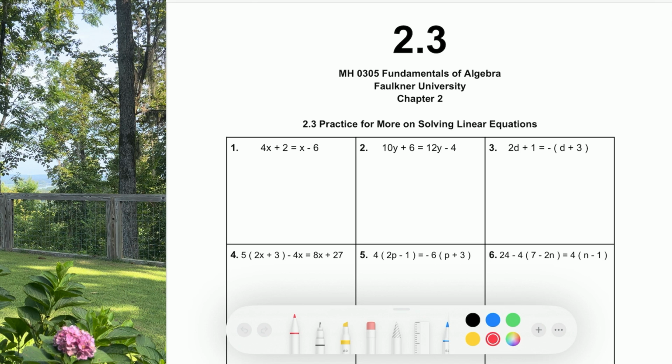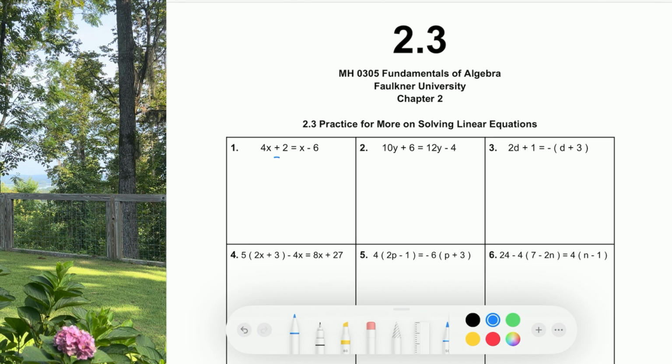Welcome back, students. We will be looking at section 2.3, practice problems for more on solving linear equations. So let's go ahead and get started. Number one, we have 4x plus 2 equals x minus 6.